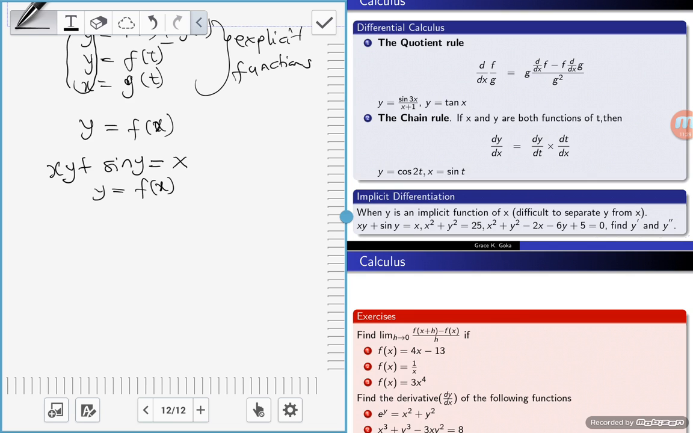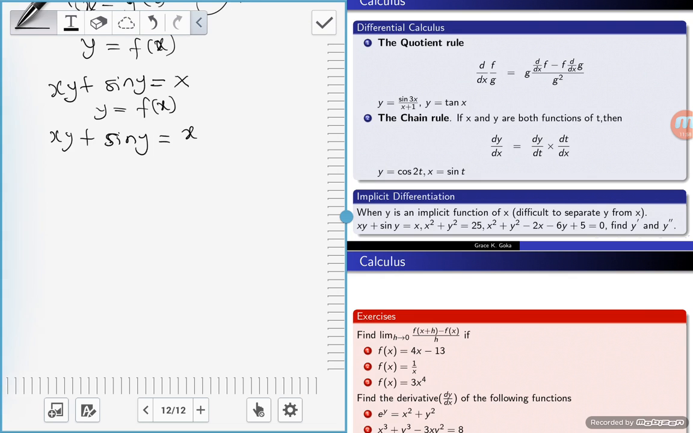Implicit differentiation simply means that when you differentiate a function, you indicate that you have differentiated the function. How do you indicate? If you differentiate x, you indicate that you've differentiated x with respect to x. If you differentiate y, you indicate that you have differentiated a y with respect to an x. Okay, so let's use that same example. xy plus sine y is equal to x.